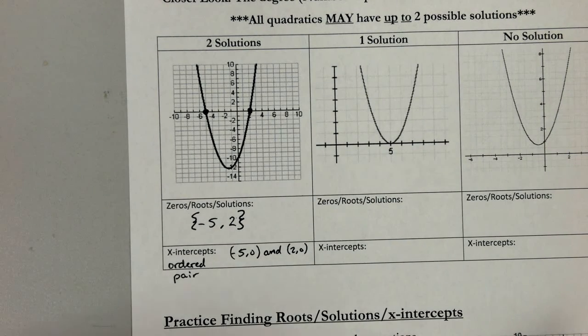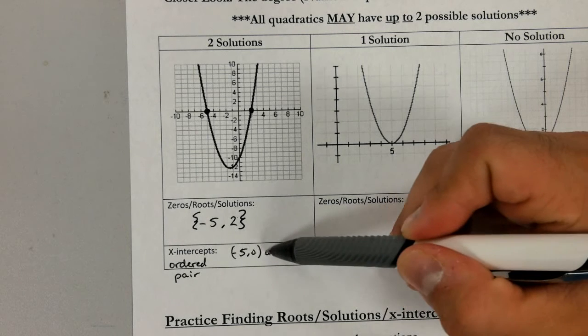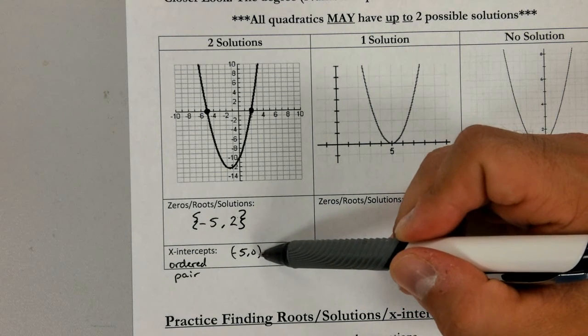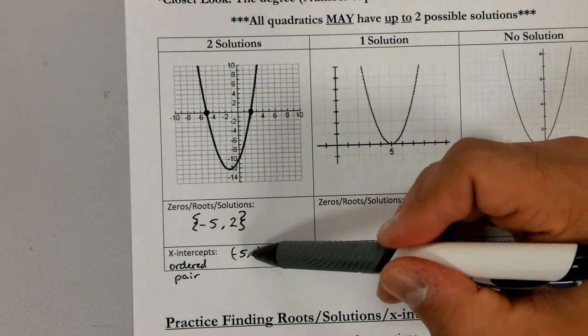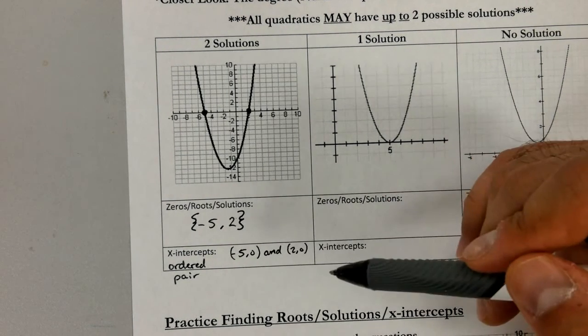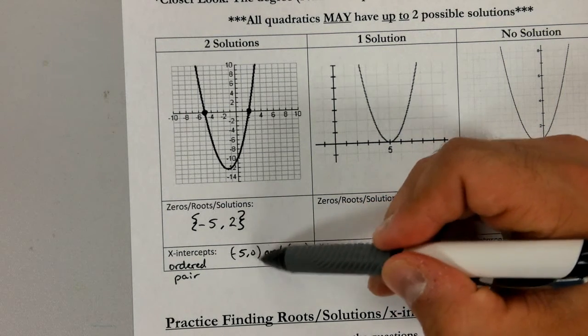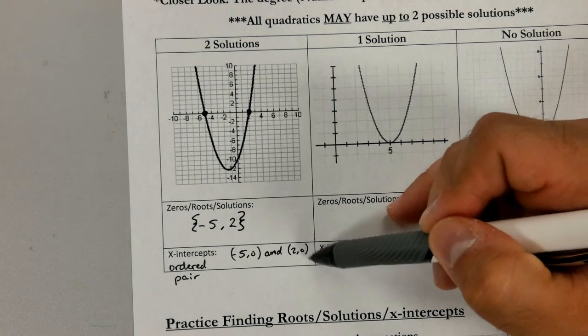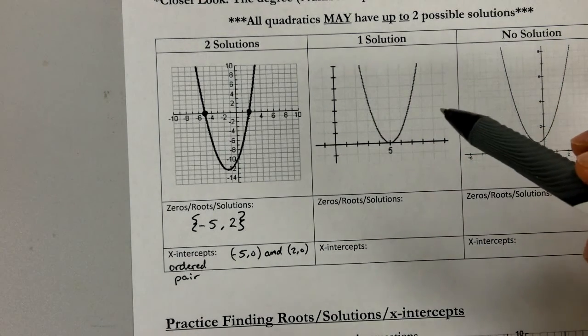These parentheses and these braces, you got to be careful here. Because if you were to put braces here, to me, that sounds like the zeros are at -5 and 0. That doesn't mean a point. These braces don't mean points. This means a solution set, or a set of answers. These parentheses mean actual coordinates that I can graph. So just be careful. They look very similar, but just be mindful.